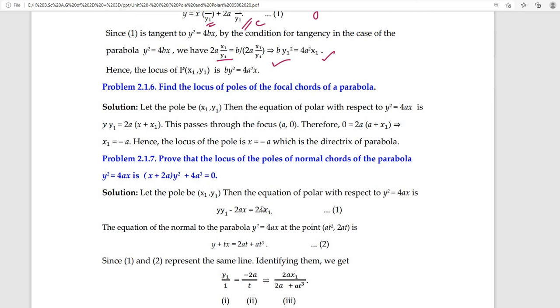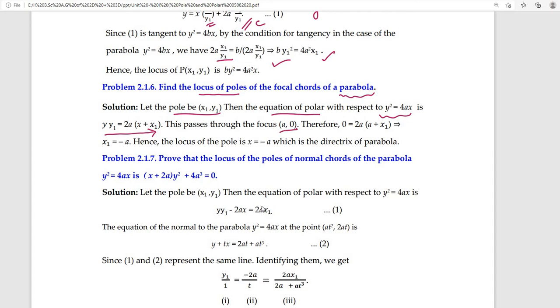So, locus of poles. Let the pole be P, then the polar. There is only one curve, that's the parabola. So the general form we will take is y square is equal to 4ax, and we have written the equation of the polar. And if you want to find the locus, a geometric condition is to be given.